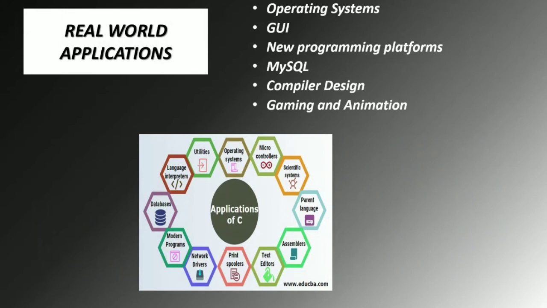Talking about the real world applications, C is used in various domains such as to develop OS like Windows, Linux. It is also used in graphical user interface to develop software like Adobe Photoshop. C is also used as a platform to develop many other programming languages such as C++, Java, Python. It is also used in MySQL, which is a database management system. I guess now you have got an idea of what is C and why should we learn C in 2020.